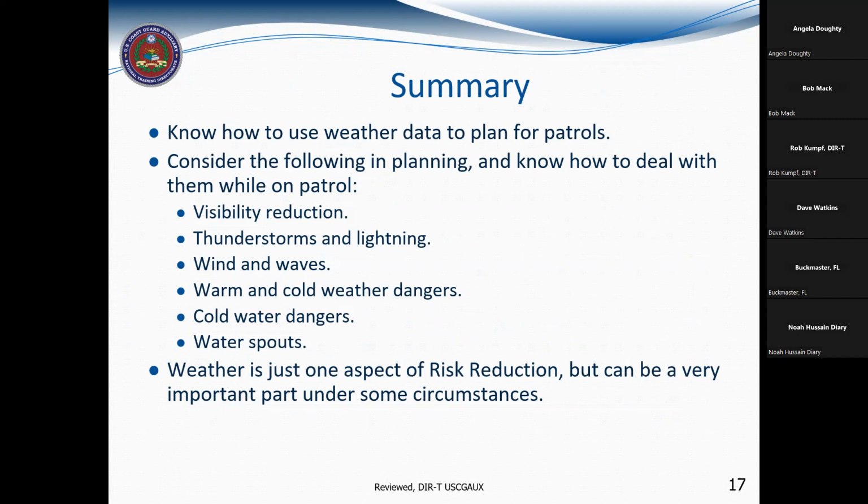So know how to use your weather data and plan for patrols. We have a lot of tools at our disposal after taking this class, and one of the most important tools is yourself. Even if you don't have electronics or your phone doesn't work, remember what we've learned. What do the clouds look like? Which direction is the wind coming from? How can we find the low from where we're at? What's the water doing? Are there ripples on the water?